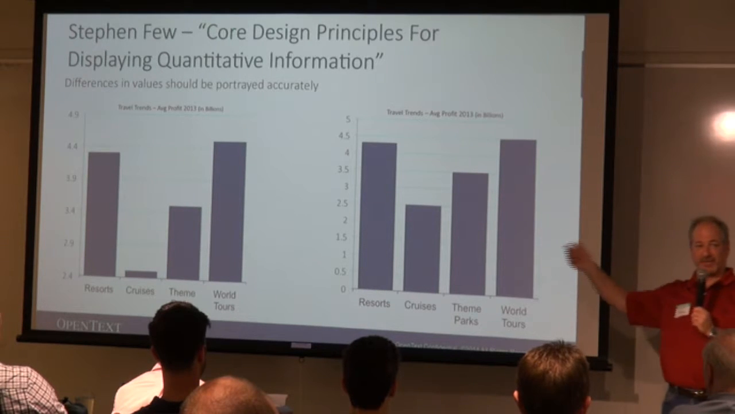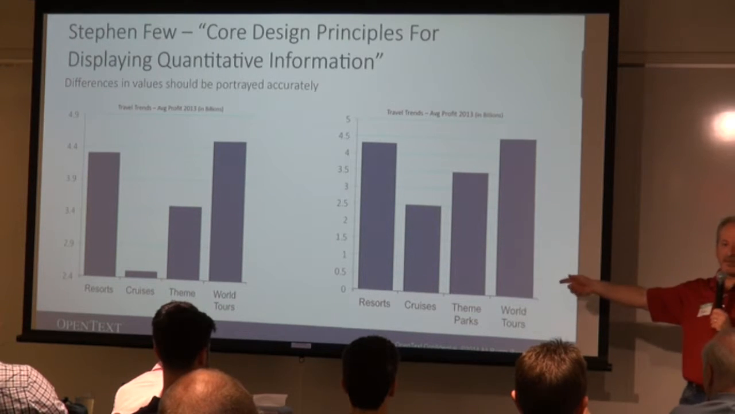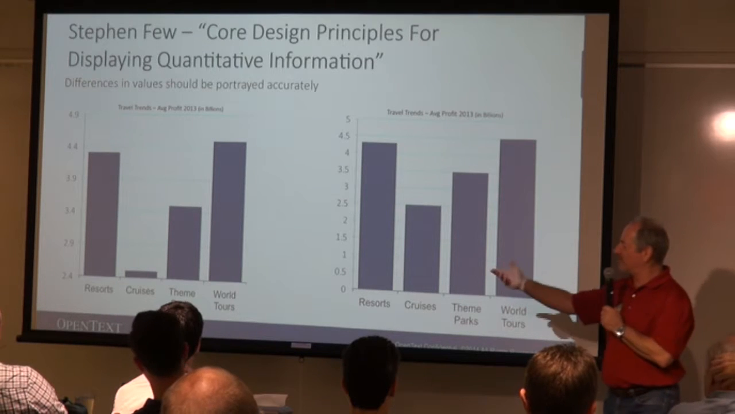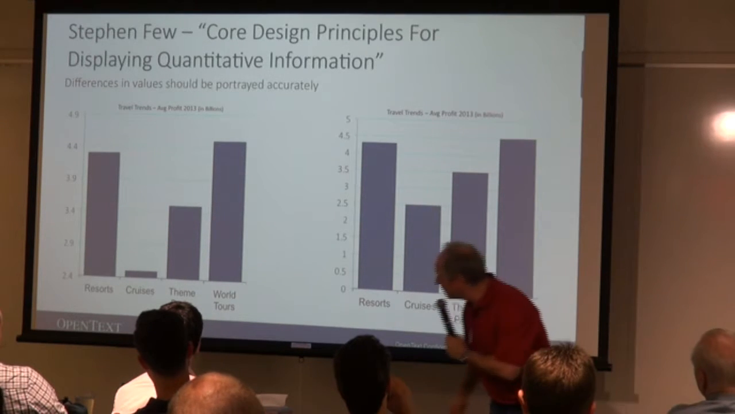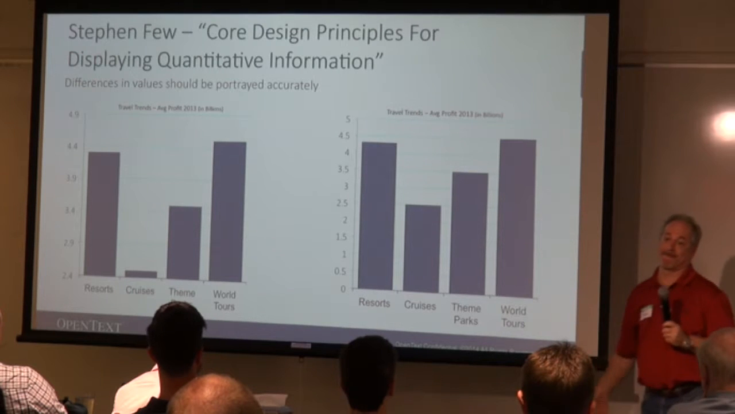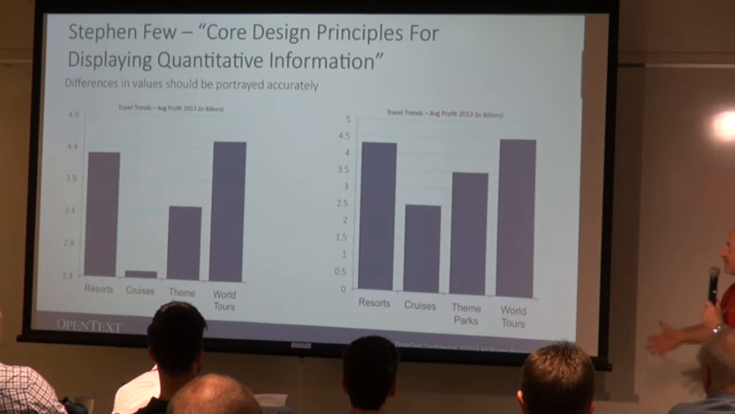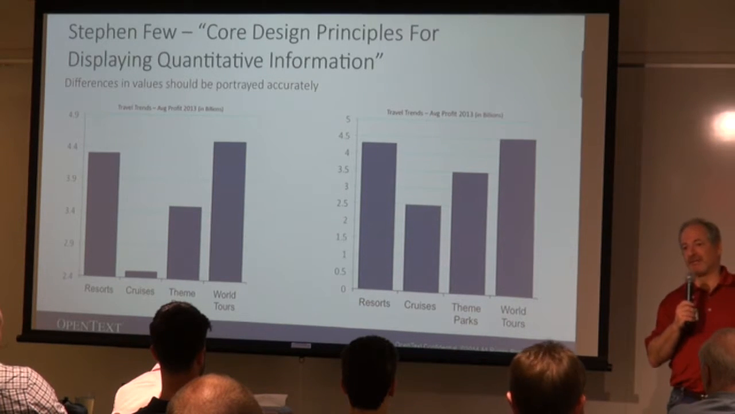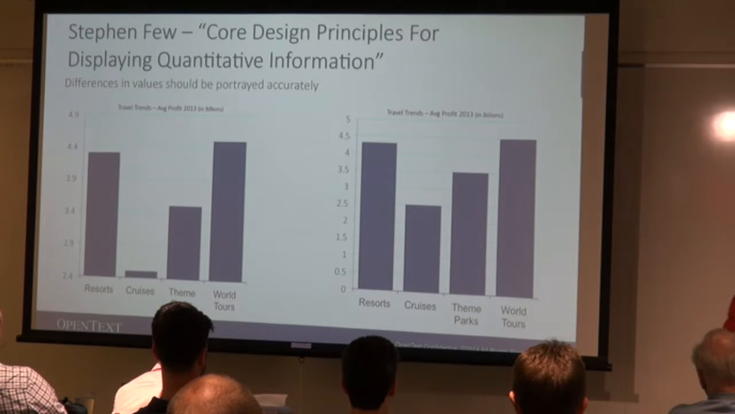What's the difference between the two charts here? The scale, where we're starting from. Because I'm distorting it, starting at 2.4, it looks like there's a big difference between cruises and the rest, when in reality, the difference really isn't that big. In general, all bar charts that are quantitative should always start at 0. All bar charts. Line charts, not so much, but bar charts definitely. Because what I am looking at is differences in values.